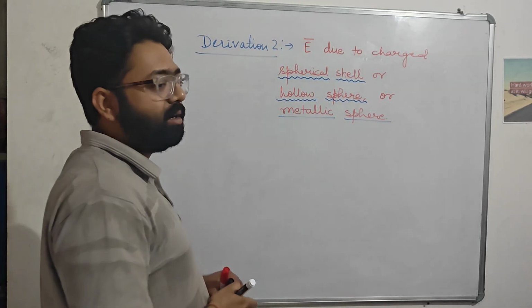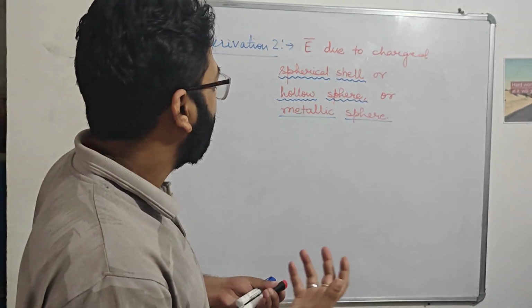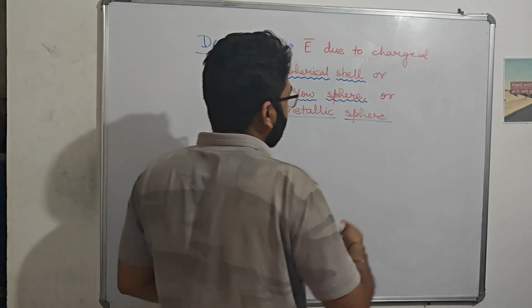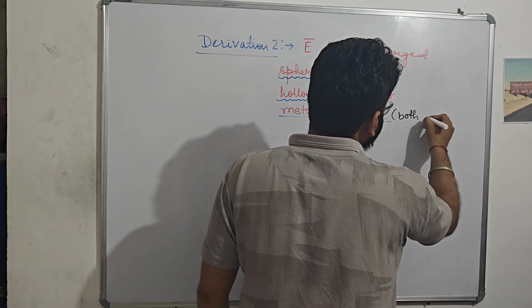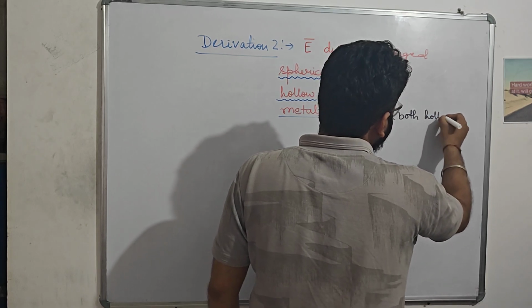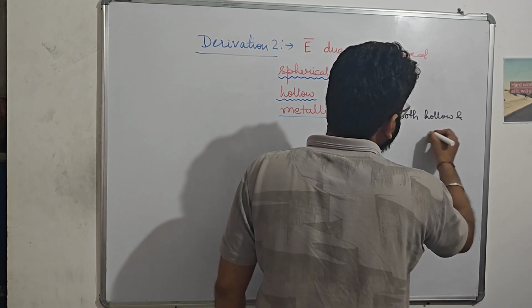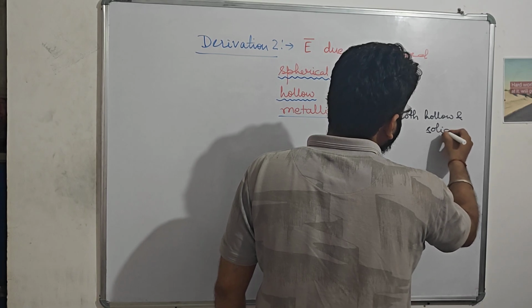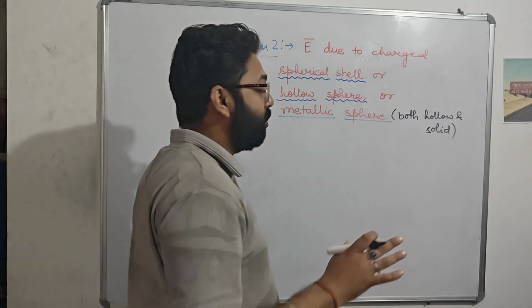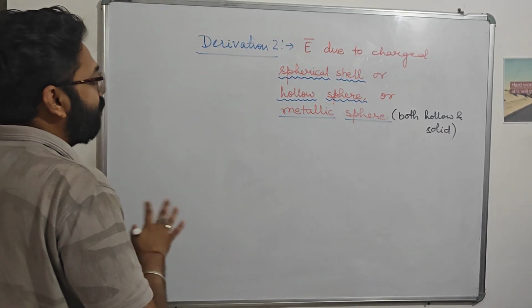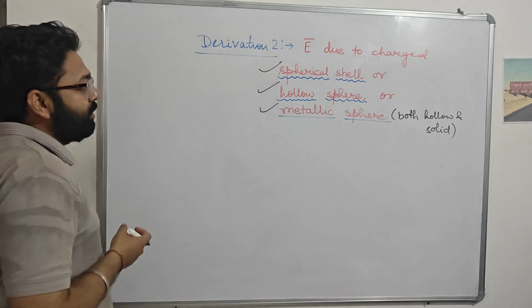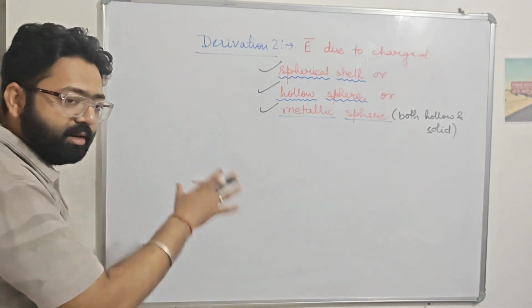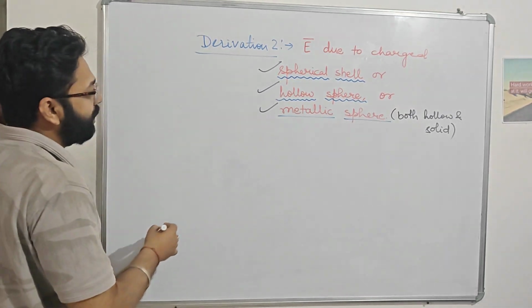So a metal sphere, whichever case, whether it is hollow or solid, doesn't matter, both. So I'm writing here both. If it is a metal sphere, then it can be both hollow and solid. So for all these cases, this derivation holds good enough. So let us discuss.